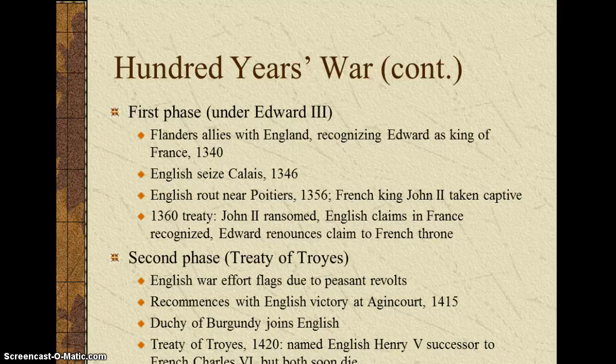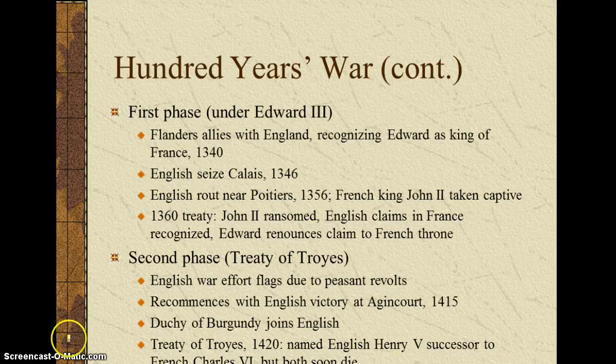In the 1360 treaty, John was ransomed, as I mentioned. English claims in France recognized. Edward renounces the claim to the throne. Now this is where the picture comes in. Edward renounces the throne, but he gets a ton of land as a result. So when it looks like he's losing, he's actually really winning.